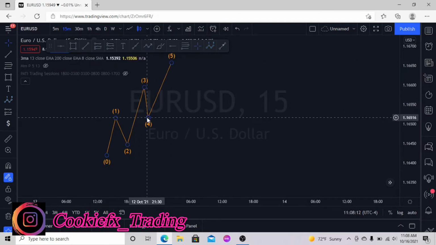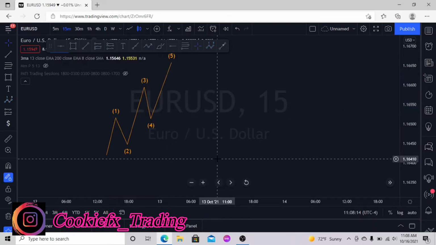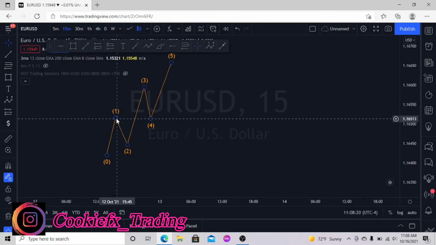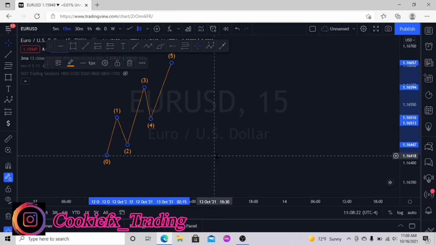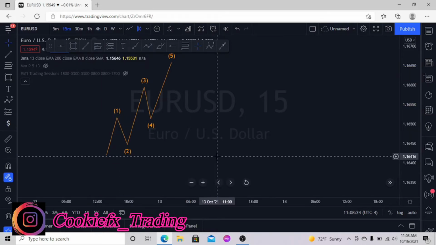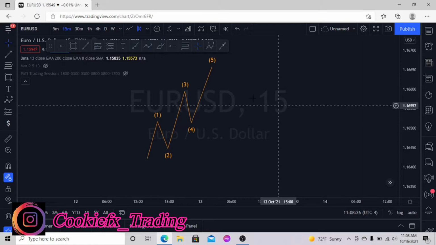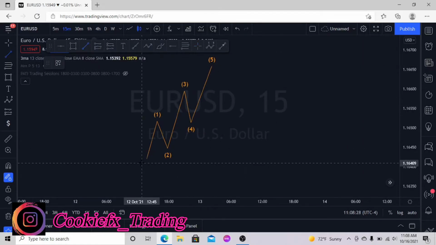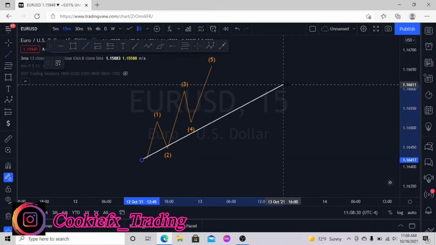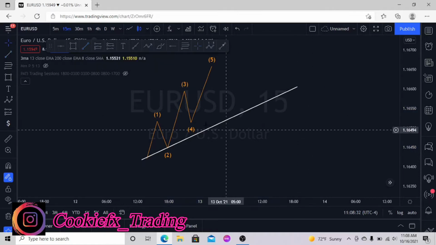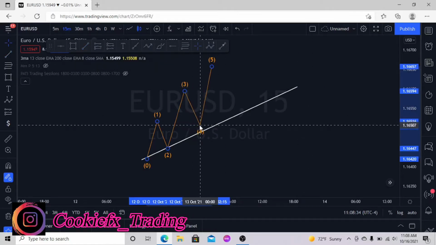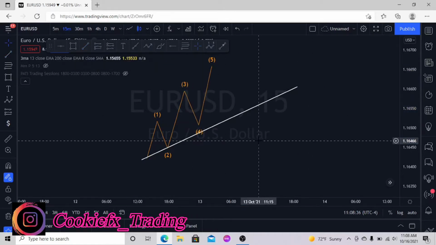Let me also say this: the market is not going to draw it as perfectly as I'm doing it. The market is going to be a little sloppy, but you can still see that it's a market structure break. So I'm going to go through each point of the Elliott wave so that you guys can see and understand how it moves in a bullish uptrend.